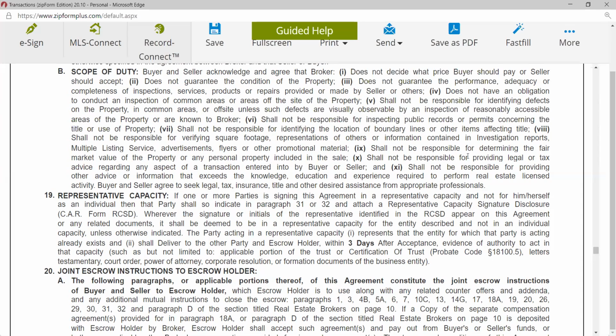Should not be responsible for providing legal or tax advice regarding any aspect of transaction for the buyer or seller. Should not be responsible for providing other advice or information that requires experience to perform real estate license activity. Buyers or sellers agree to seek legal, tax, insurance, title, or other desired assistance from the appropriate professionals.